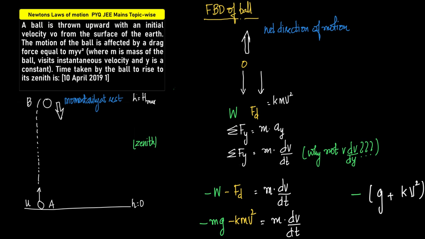So what is sigma Fy? Sigma Fy is the sum of forces in the y direction. There are two forces. What are their magnitudes? The weight is W equal to mg and Fd is equal to kmv square. Now, how do we choose their signs? The net direction of motion is upwards, which means these forces are acting in the opposite direction, so their sign will be minus. So we have minus mg minus kmv square is equal to m into dv by dt.